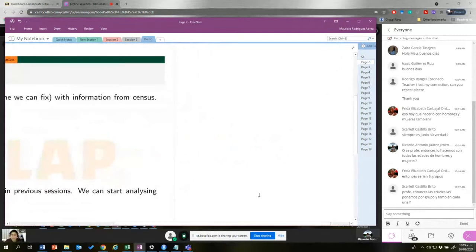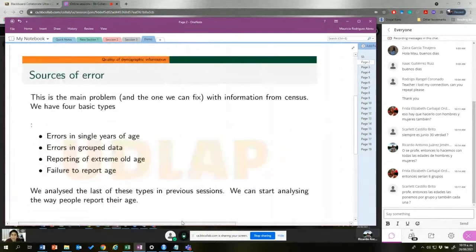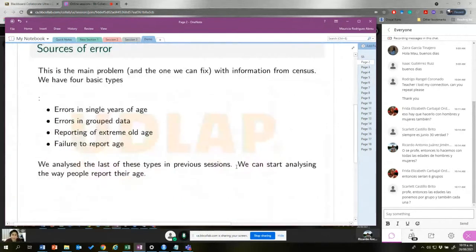Okay? So the main sources of error that we have when we use demographic information come from different things. Well, the first error, and it's something that there's nothing we can do about, is the error that the census has in terms of coverage. Essentially, by definition, the census should include everybody in the population, but that doesn't happen.